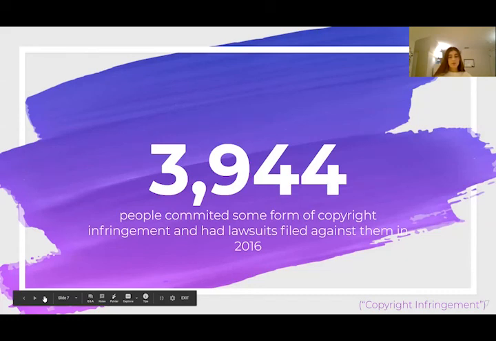Copyright infringement, both accidental and on purpose, is very common. In 2016 alone, 3,944 cases of copyright were filed against people.